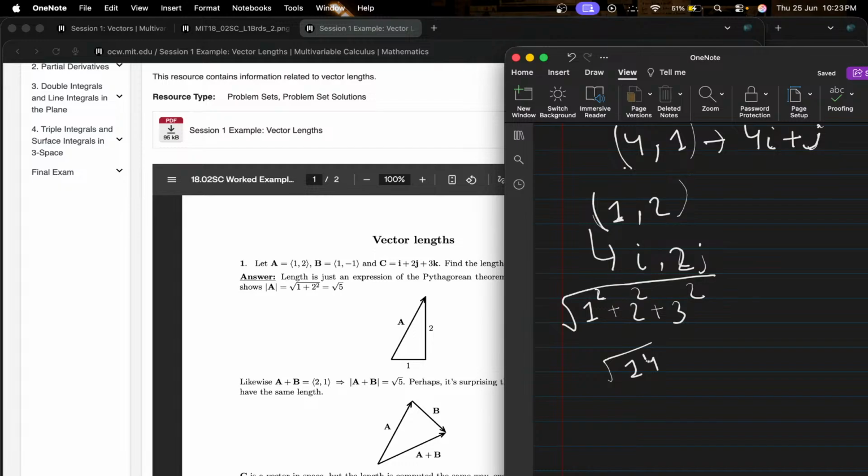Next one, proofs using vectors. It sounds very theoretical, but let's see. Okay, it's the same thing that was discussed in the video.